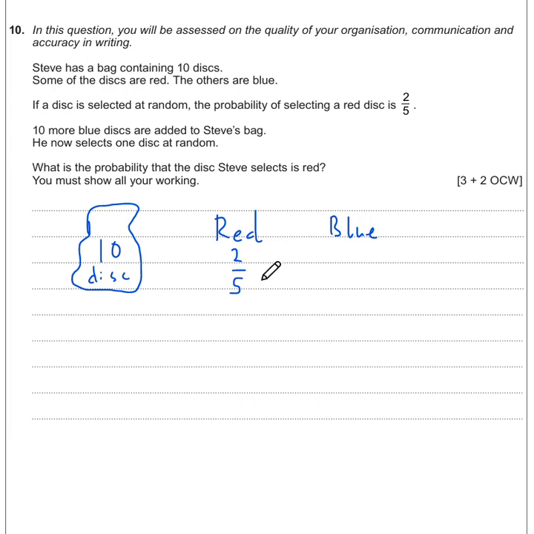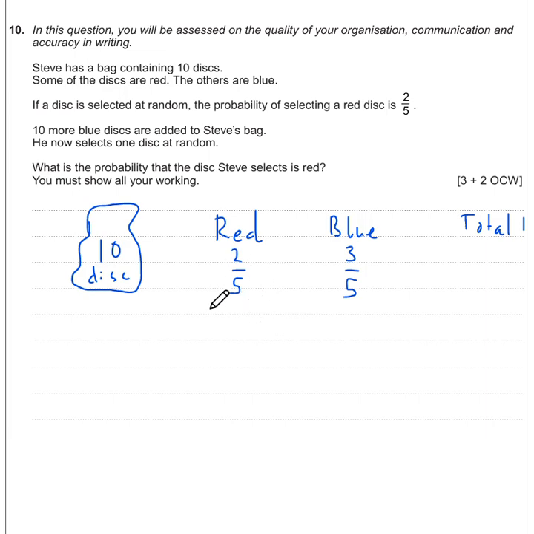We've got the probability of red is 2/5. So the probability of blue is going to be, the total probability is 1, isn't it? So 1 take away 2/5 is going to be 3/5. That is the probability for blue. So let's work out how many red and blue we have.